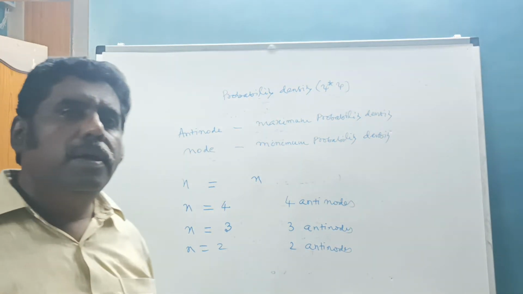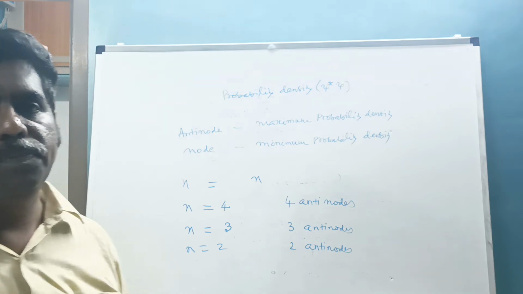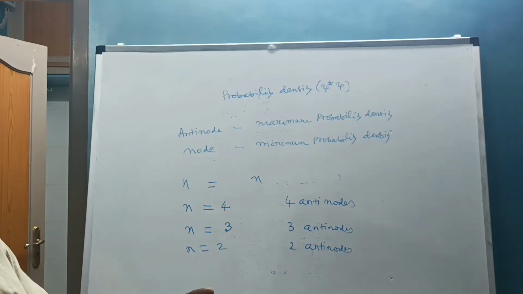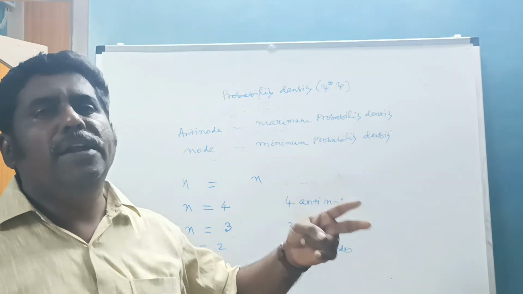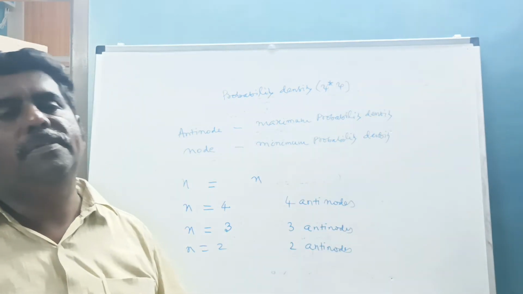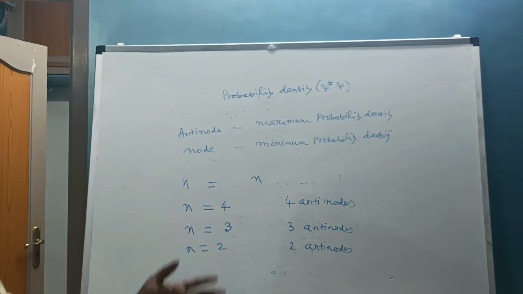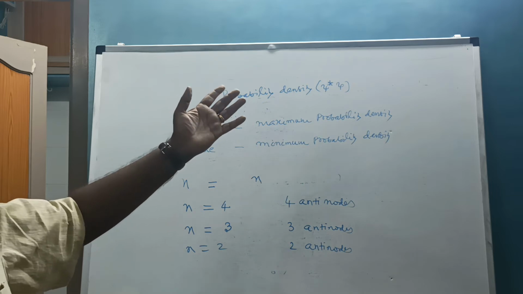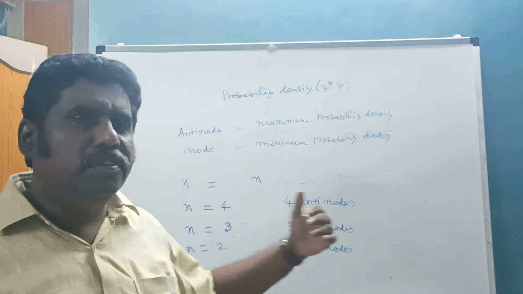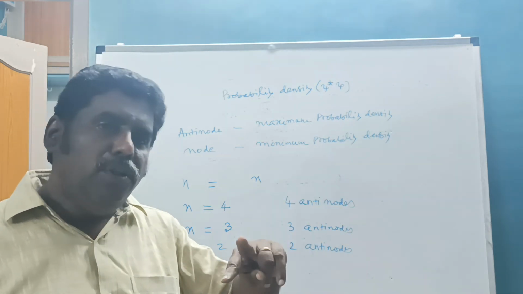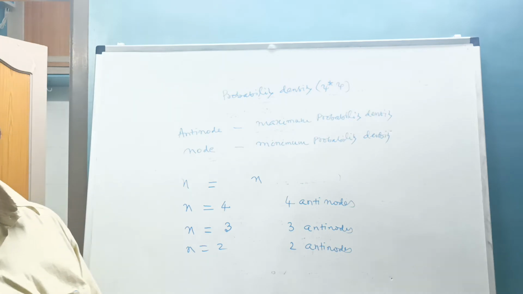If you think about the presence of nodes, usually x equal to 0 and x equal to L are the places where we can expect the nodes. In addition to that, in between two antinodes, one node should be present. One thing should be clear. In all the cases, in terms of probability density, the nodes are present at x equal to 0 and x equal to L. In addition to that, in between two antinodes, one node should be present.